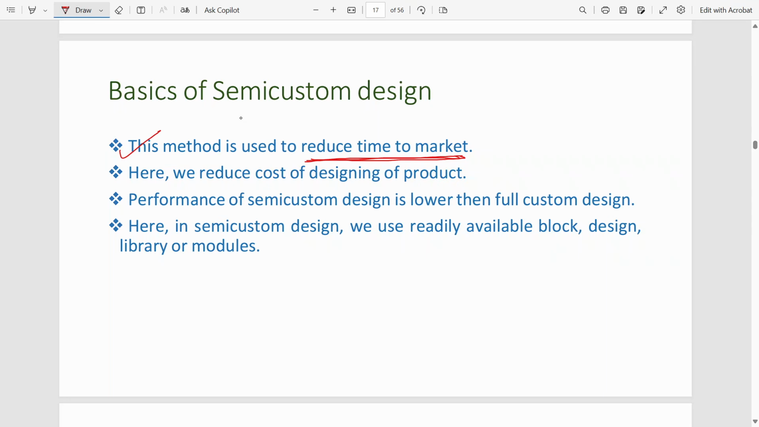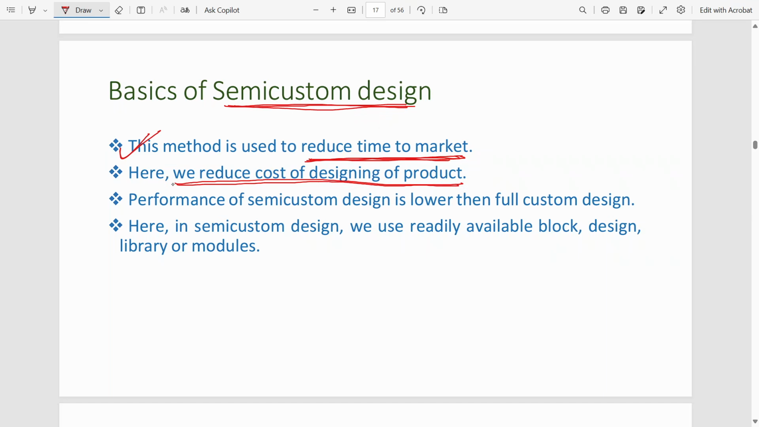Okay, so what is the difference? Here they are using semi-custom design. These phones follow the semi-custom design. So that means to reduce the time to market they use semi-custom design. Okay, and also to reduce the cost of designing the product. If they start from scratch it will take so much cost.